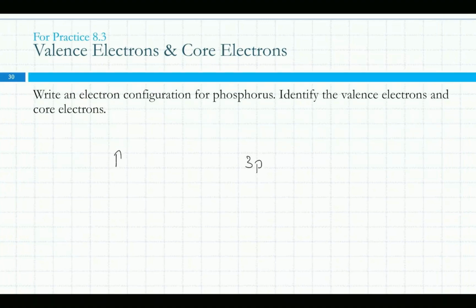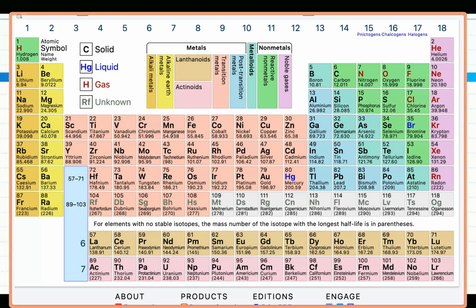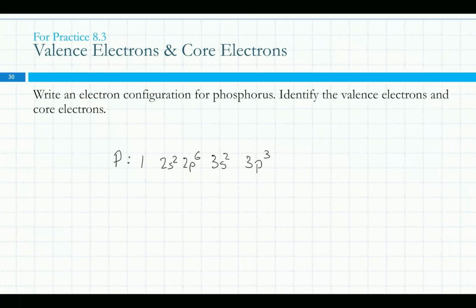So if I was doing it backwards, with phosphorus over here, the last part of it's going to be 3p, and then phosphorus is the 3rd element in that block, so it's going to be 3p3. 1, 2, 3. And that means that everything before that is also going to be filled. So then the 3s will be 3s2, 2p6, 2s2, and 1s2.